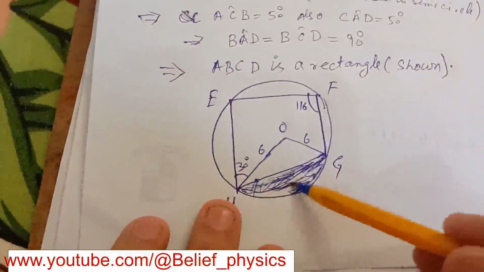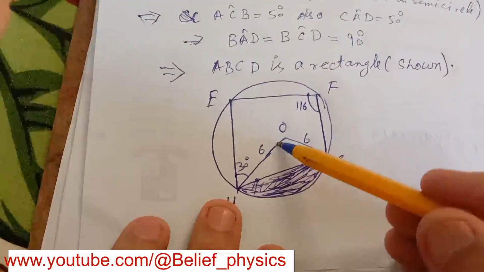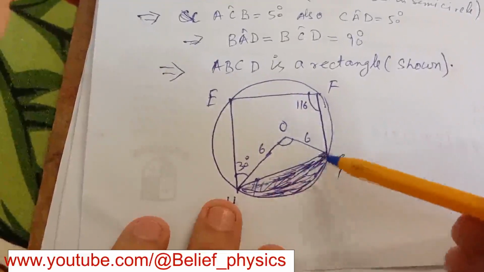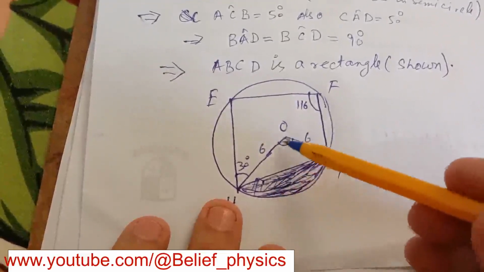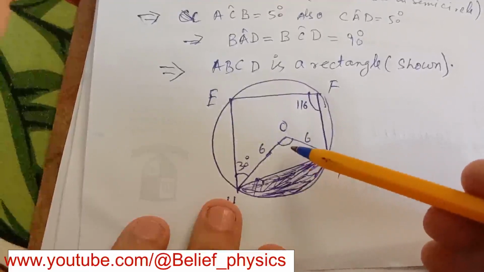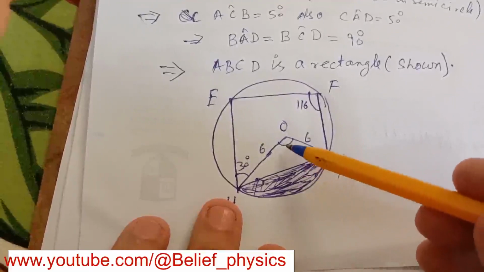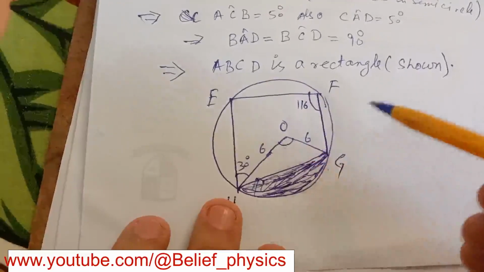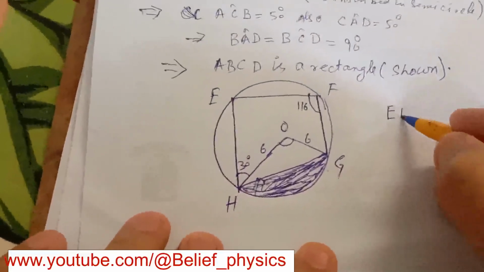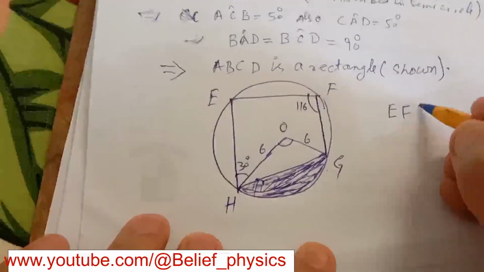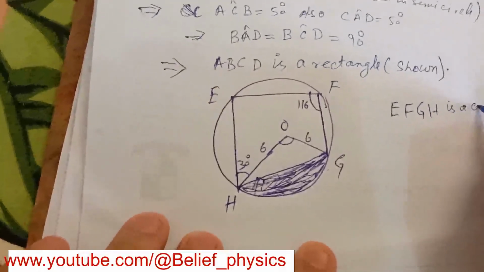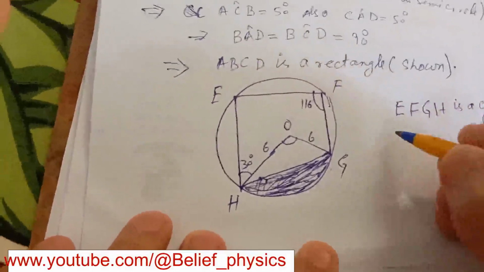If we know this angle, then it will be very easy to calculate this shaded area, because this is a sector. So the shaded area will be equal to the area of this sector minus the area of the triangle. To calculate the area of the triangle or this sector, we should know this angle. This is very easy. Now EFGH is a cyclic quadrilateral.